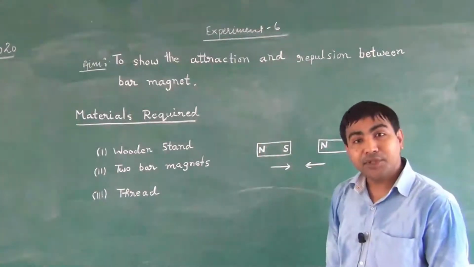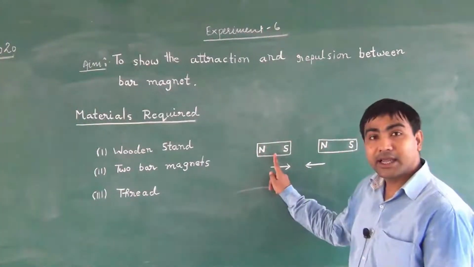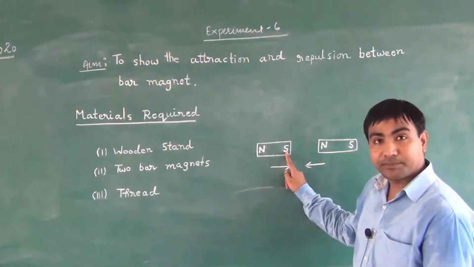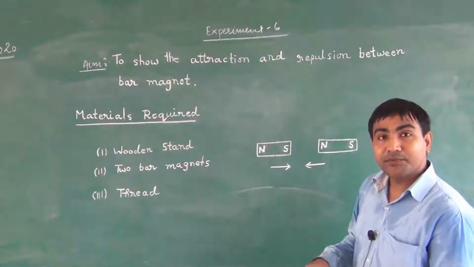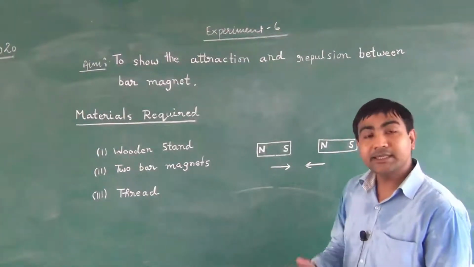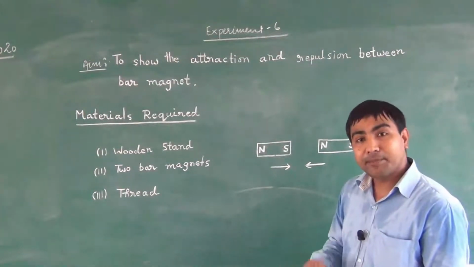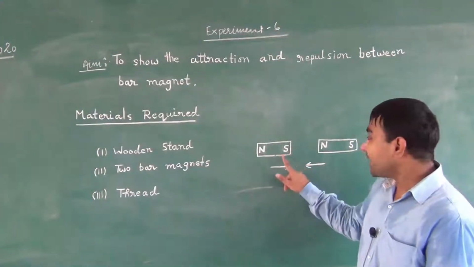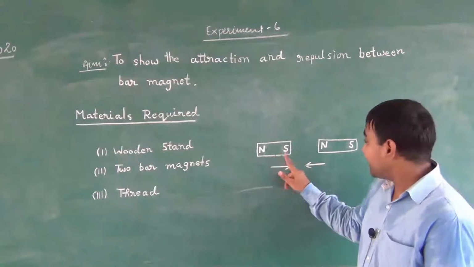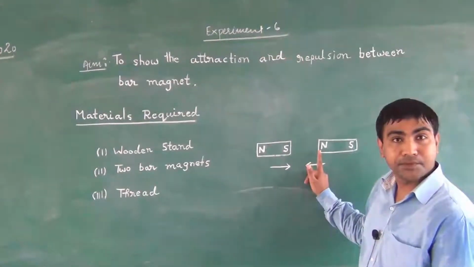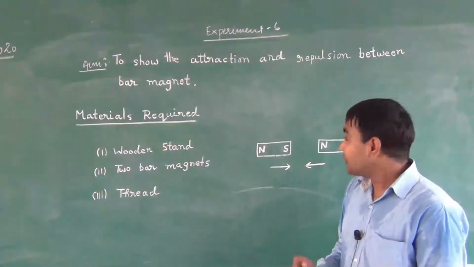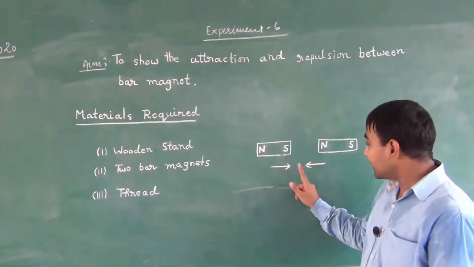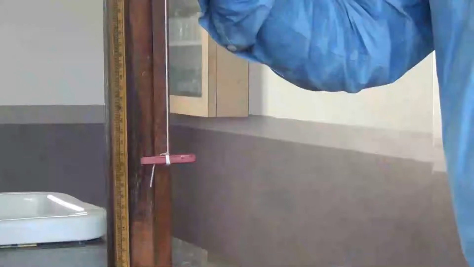Students, as we know, each magnet has 2 poles, north pole and south pole. In this activity, first we will see what happens when 2 poles of different magnets are brought near each other. First we will see what happens when opposite poles are brought near to each other.